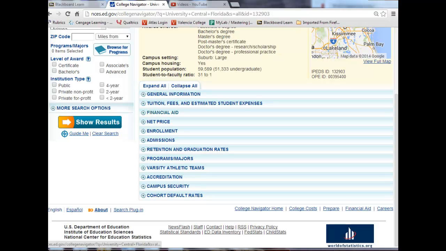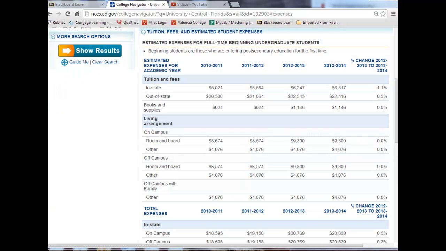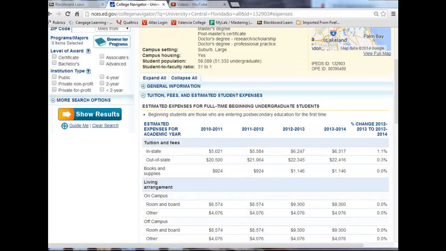So when I come back to UCF here, I'll click on tuition and fees. And you will notice right here at the top there's tuition and fees right here. Here's in-state and out-of-state. And you can notice they're giving you different years up here. Go ahead and use the most recent piece of data that they have. So for this particular university, here's the in-state tuition, and here's the out-of-state tuition, most recent piece of information.